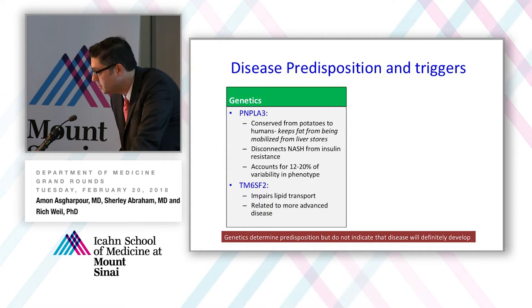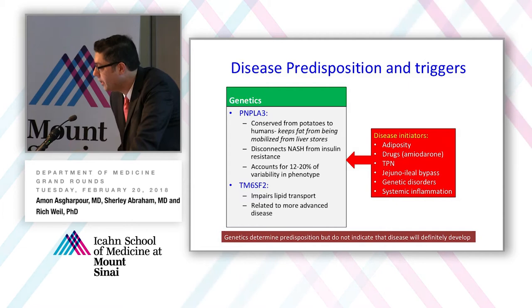But these are just predispositions. They lower your threshold for disease. You still need a disease initiator. So increased adiposity, some steatogenic drugs, TPN, jejunal ileal bypass, inflammation, and other genetic disorders can predispose one.